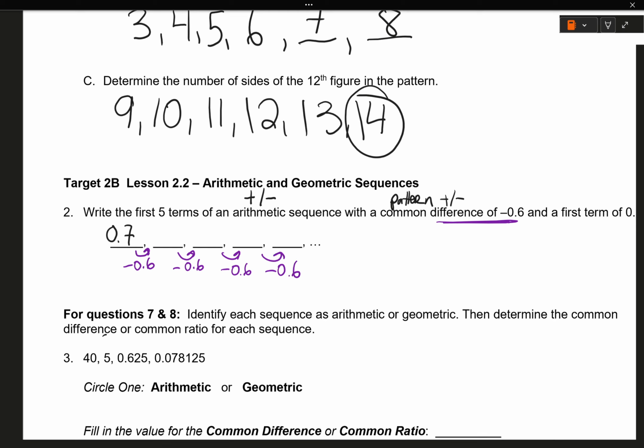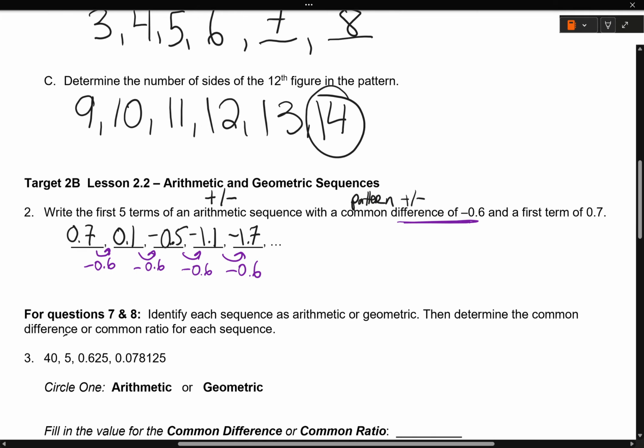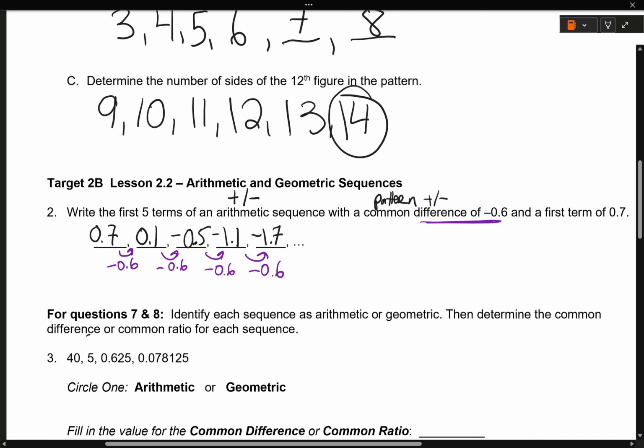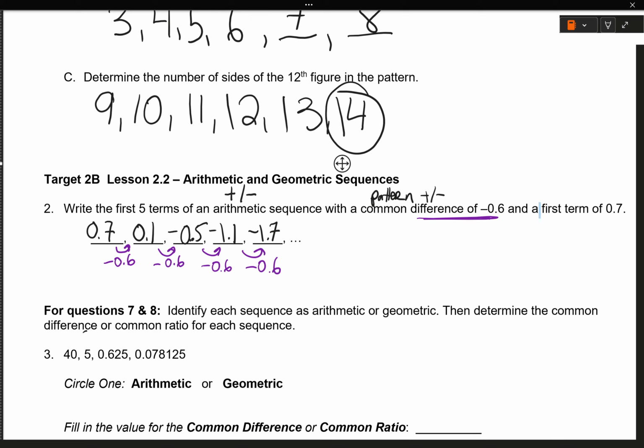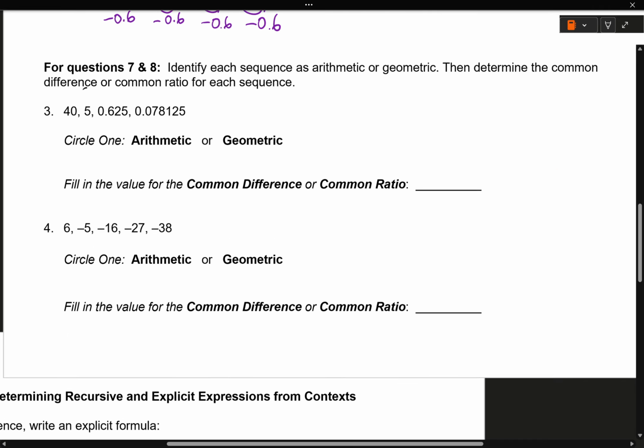Let's do it. 0.7 minus 0.6 is 0.1. Then we get negative 0.5, and then negative 1.1, and then negative 1.7. Perfect. Be very careful on the test and make sure to read this correctly. What I've seen as common mistakes over the past couple years is starting with negative 0.6 and then adding 0.7. So make sure you're noticing that the first term is 0.7 and then the difference is minus 0.6. Just a little hint based on previous years.